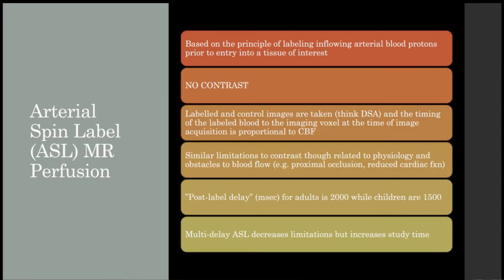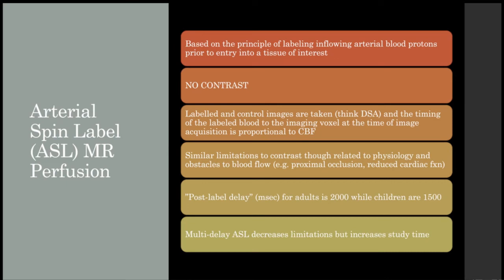So what you're going to be hearing a lot more about, I think, is this arterial spin labeling in MR perfusions. The reason that arterial spin labeling is helpful is that you really don't need contrast. It's being used more and more, but it has some limitations similar to CTA.